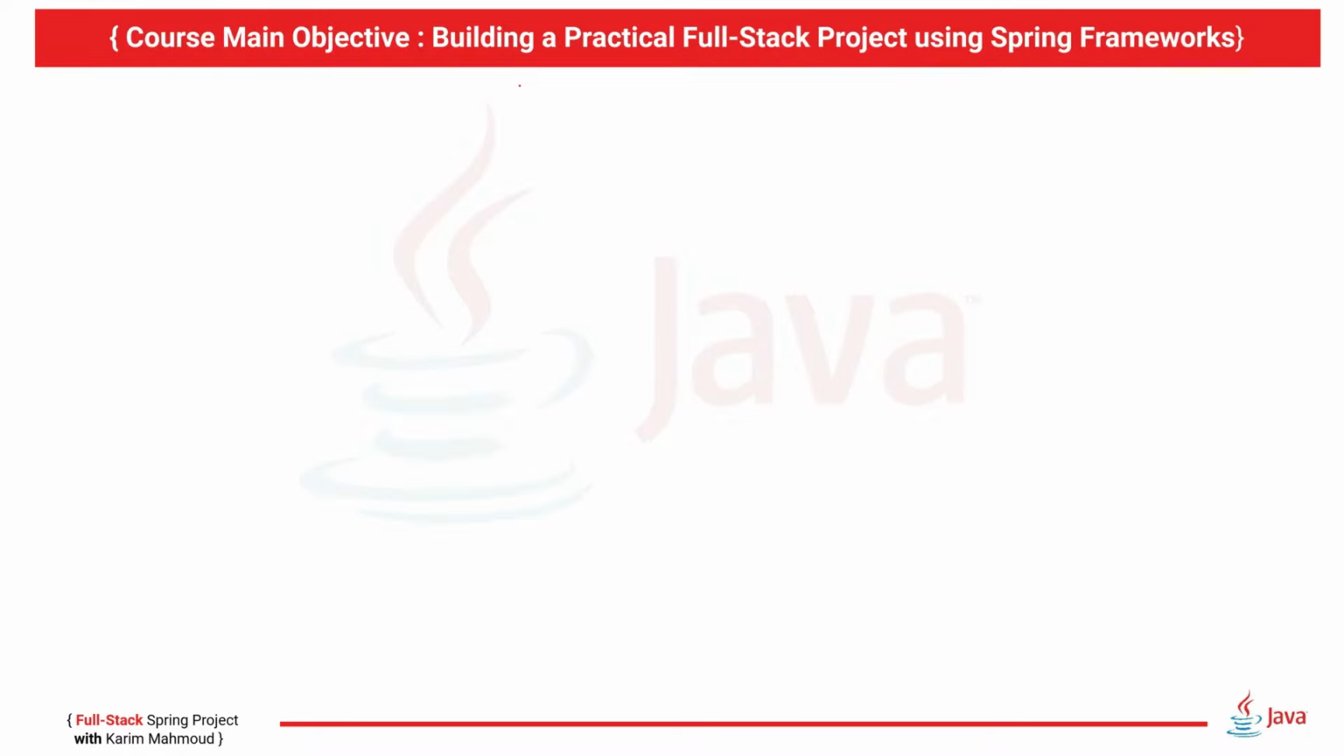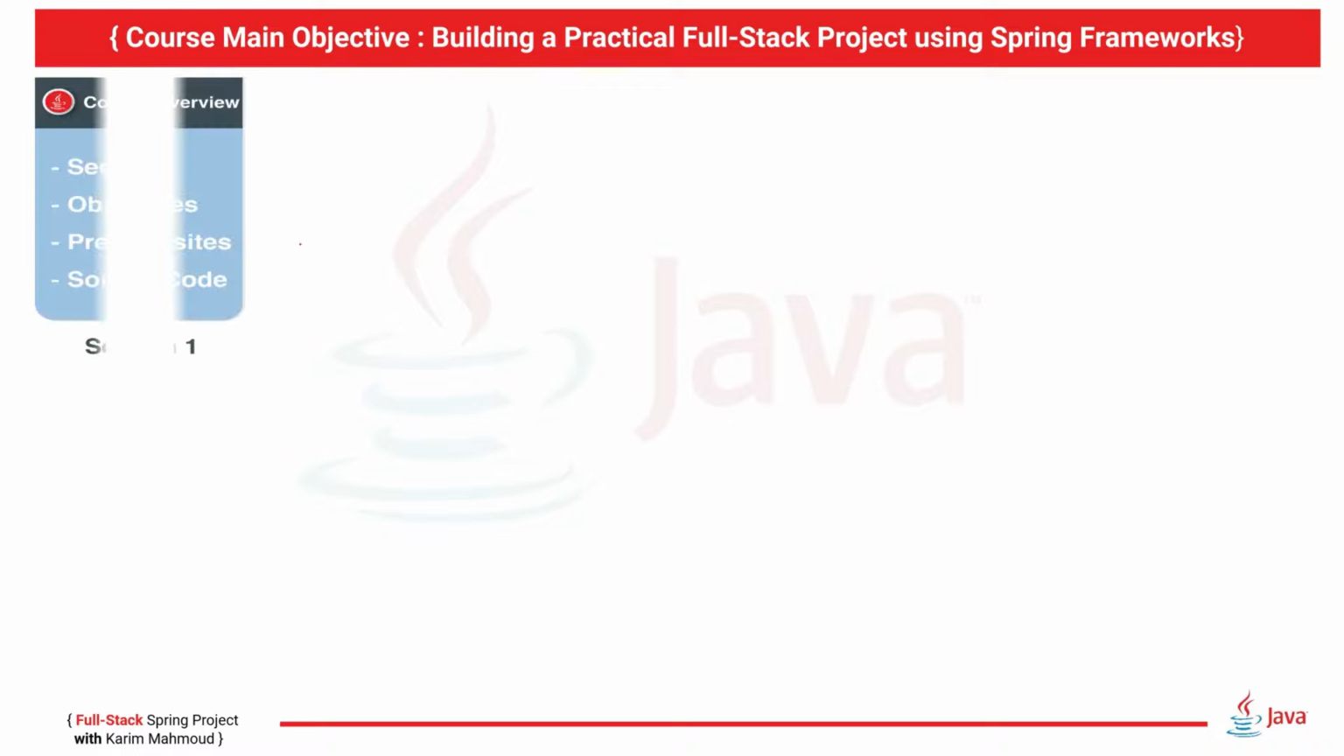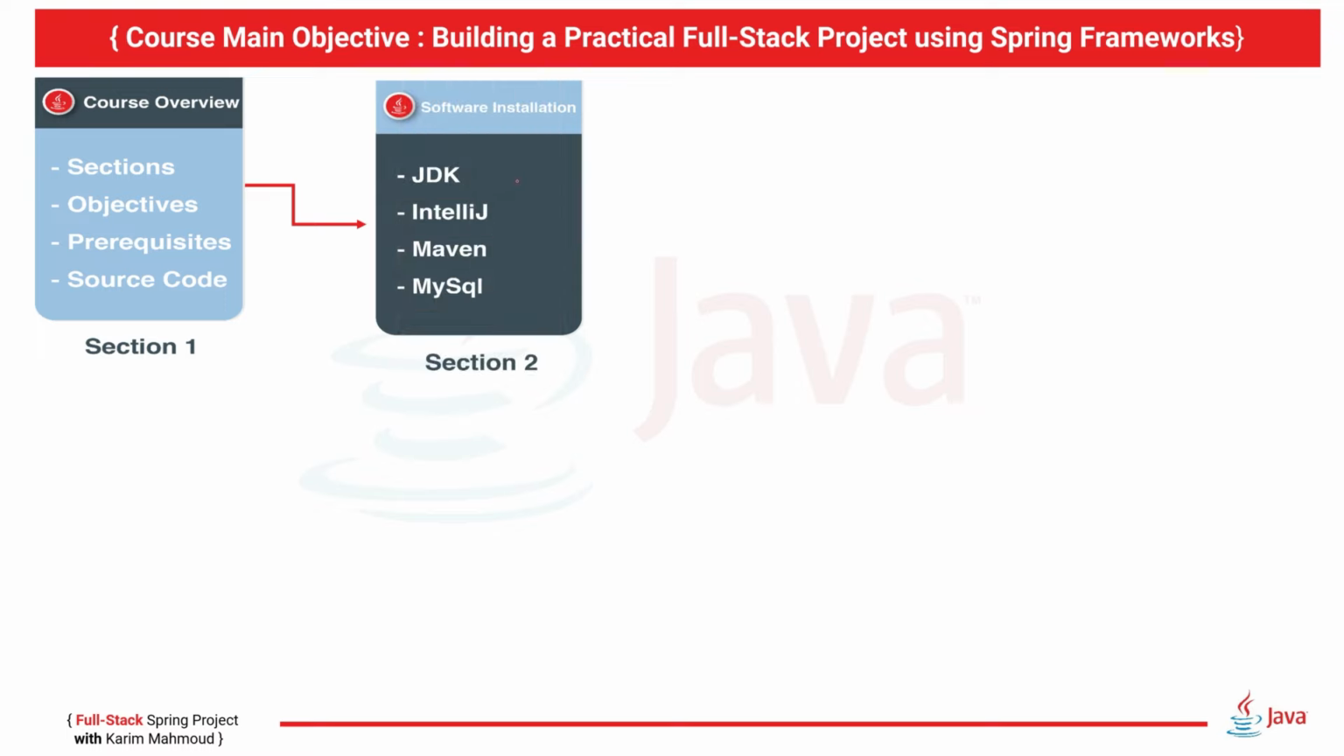Course Main Objective. Our course's main objective is to practically implement a full-stack project using the Spring frameworks. The course will be divided into 8 sections. The first section will be the course overview, where we'll display the course section's objectives and prerequisites, and download the source code of the project that we'll create. The second course section is about the installation of the JDK, IntelliJ, Apache Maven, and MySQL.